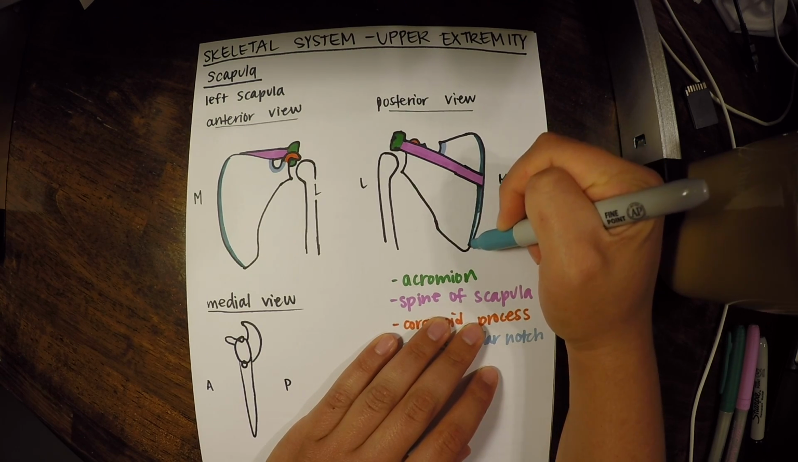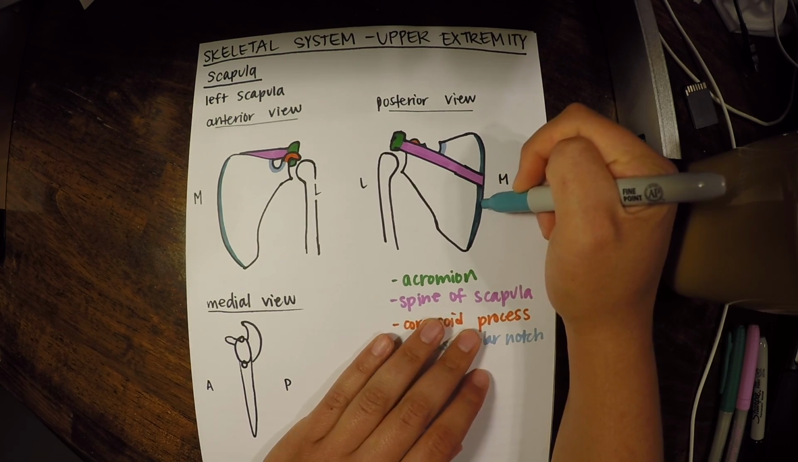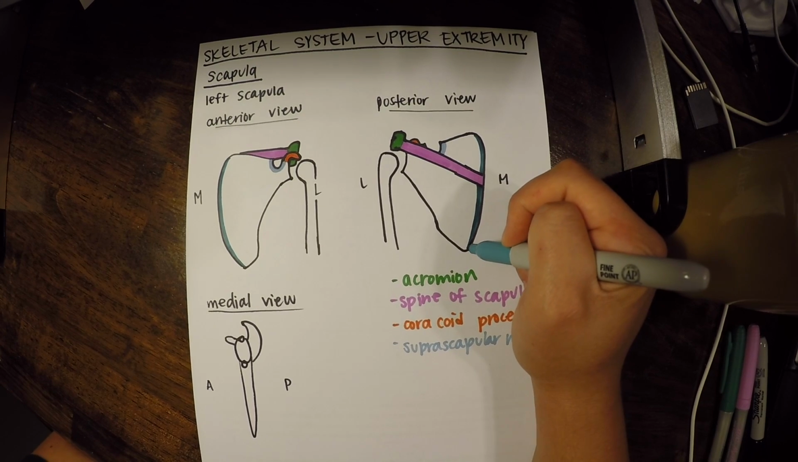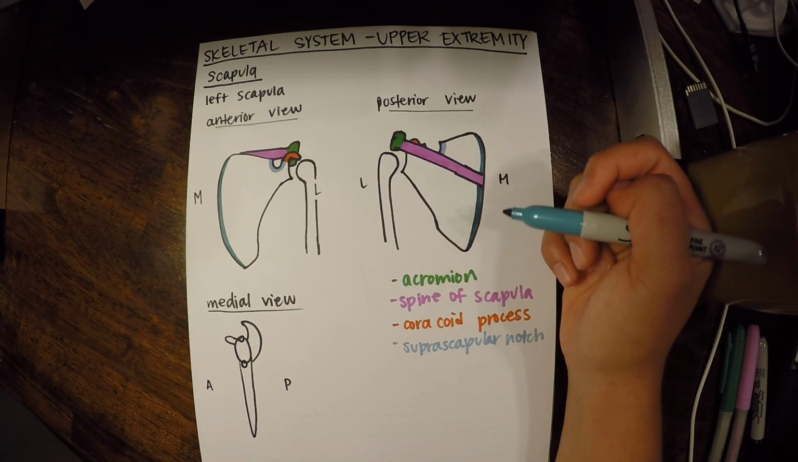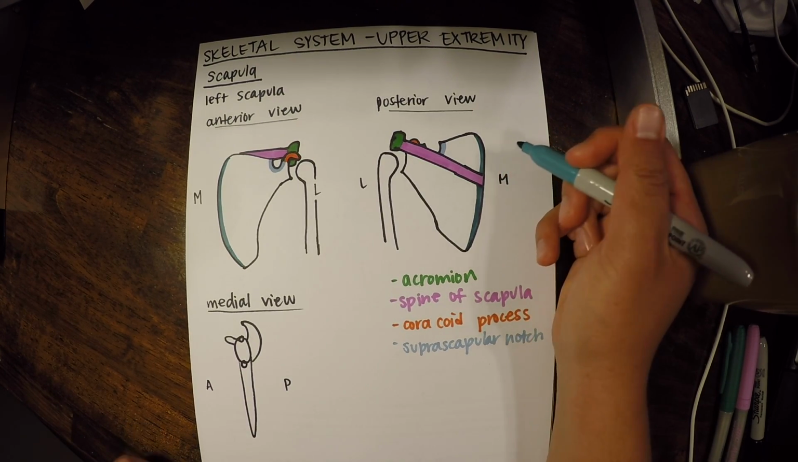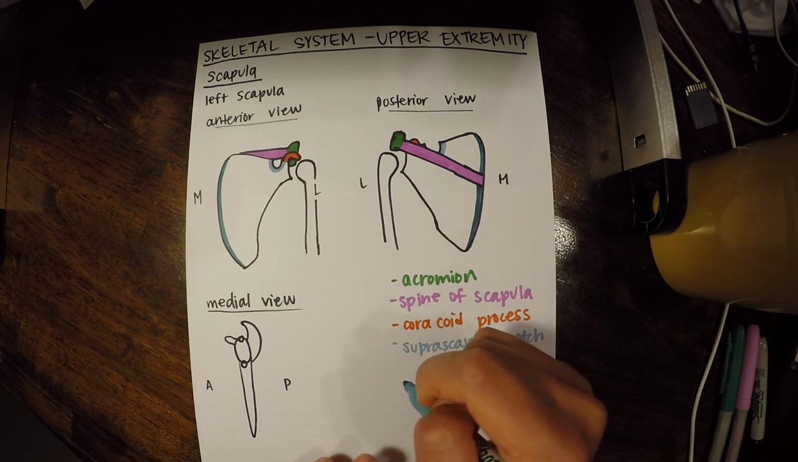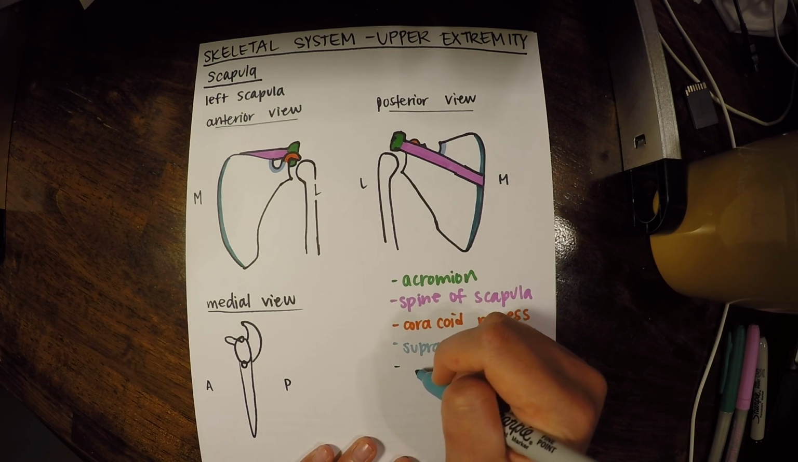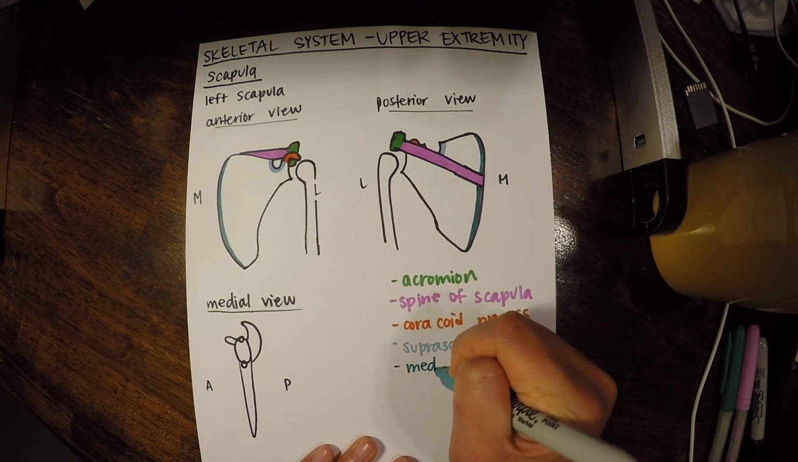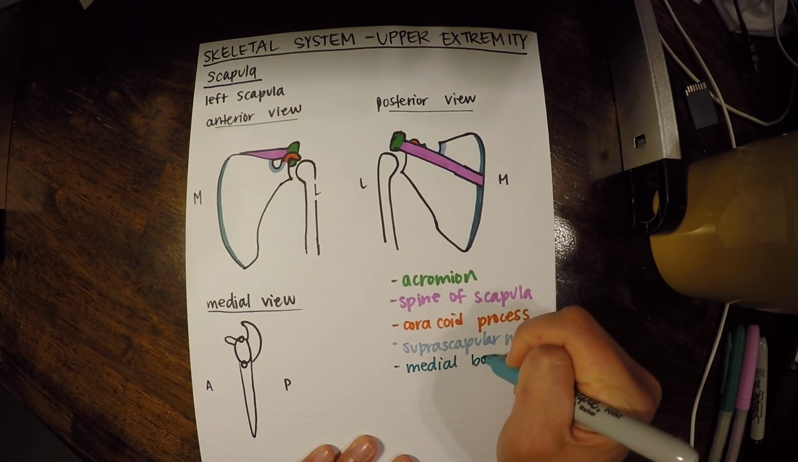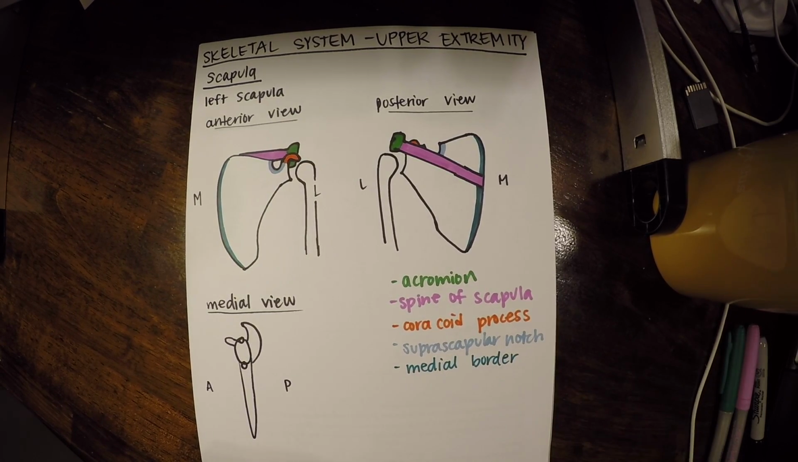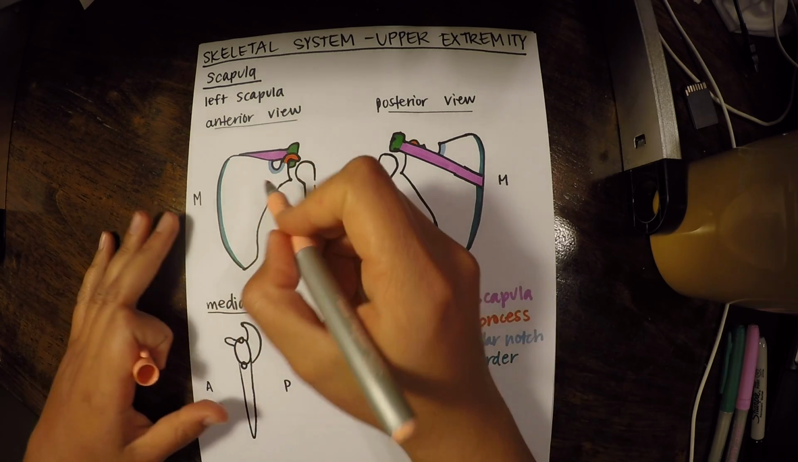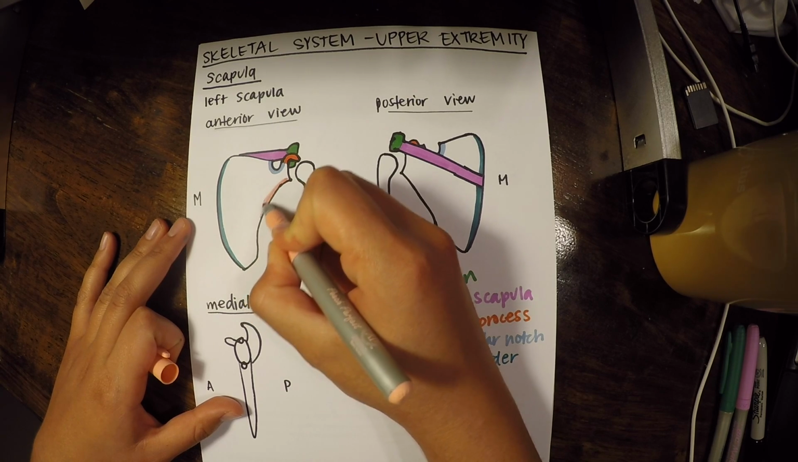Oftentimes people who have pain coming from the nerve roots in their cervical spine will get a referral of pain around the medial border of the scapula. So that's oftentimes how I see that term used clinically. So this is the medial border. Now we also have, like I mentioned, the lateral border, which is on the lateral side.